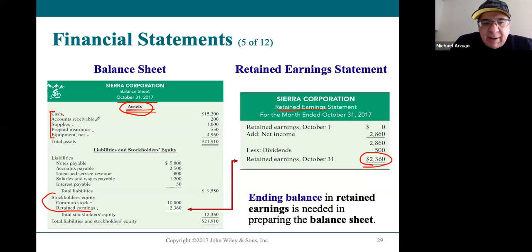Accounts receivable happens when a business usually sells to another business some products, and they say, look, you can pay me later. We'll wait to receive payment. That's an accounts receivable. They're waiting to receive payment.